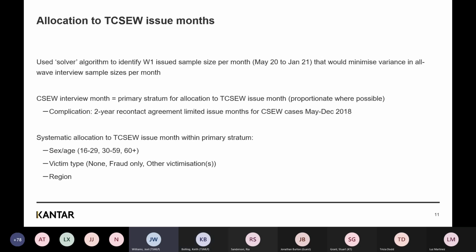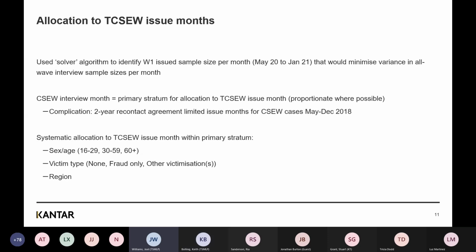We used the original crime survey interview month as the primary stratum for allocating cases to their telephone survey issue month, and we tried to do that as proportionately as possible. But there was a complication in that this 2-year recontact agreement limited which months you could actually issue cases for. So if they had originally been interviewed in May 2018 for the classic crime survey, they could only be issued in May 2020. They couldn't be issued at any other time. So that was obviously an element of complication.